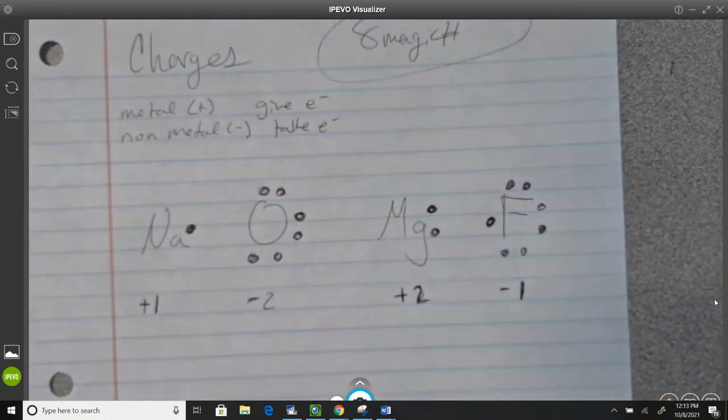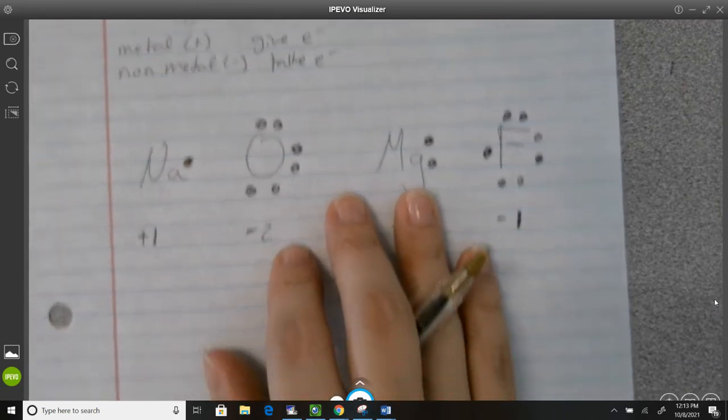So this is kind of where our charges are coming from. They're based off of your magic number of 8. Is it easier to take the electron, or is it easier to give the electron away to get to that number? So that's where our charges come into play.